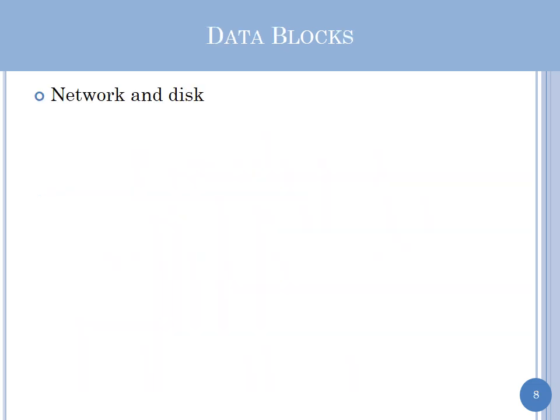So let's look further at what we were discussing last time. We discussed how data are transferred through device registers to the CPU, and then to memory. So what about network and disk? Do we want to actually interrupt on each byte received? So what do we do instead?